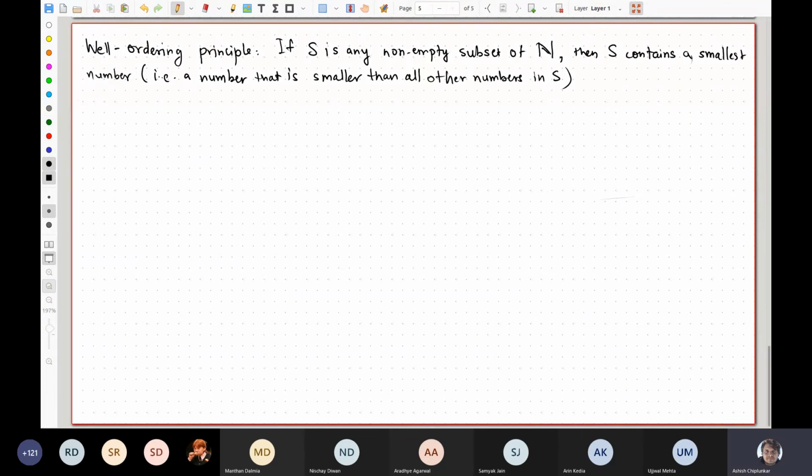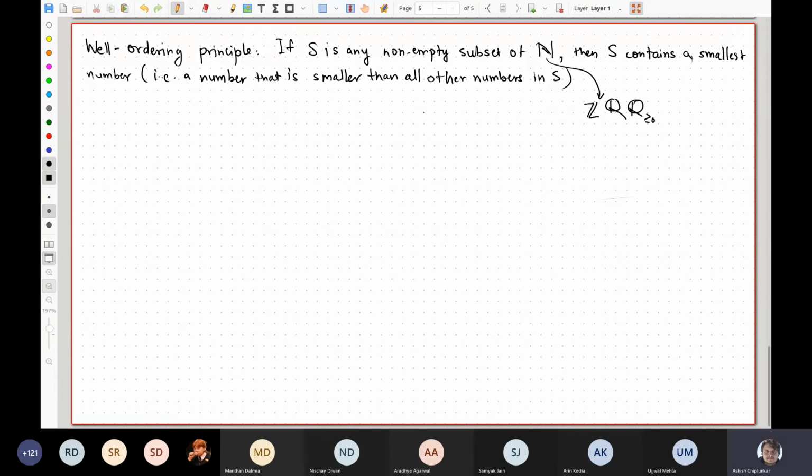Something that is less than everything else in that set. Fine. But just note that if I were to replace the natural numbers by the set of integers, suddenly this statement is not true. If I were to replace it by the set of rational numbers, again this statement is not true. Even if I were to replace it by the set of positive rational numbers or non-negative rational numbers, still it is not true. It is very specific to the set of natural numbers.